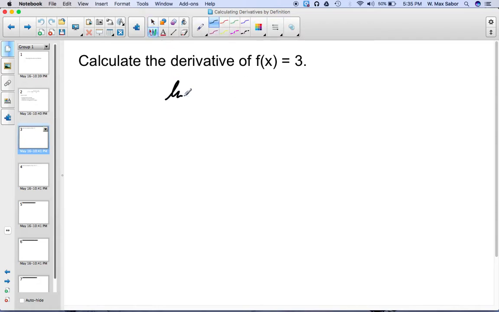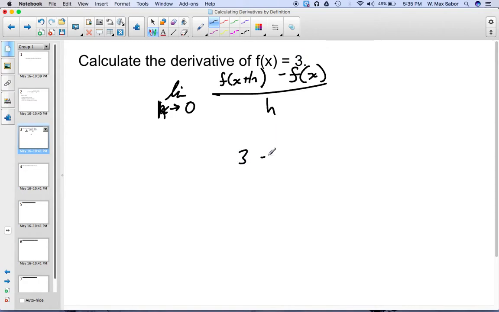So, we're going to take the limit as h approaches 0 of f of x plus h minus f of x over h. Well, no matter what, because of this function, no matter what we plug into it, we get out 3. So we get 3 minus 3 over h.